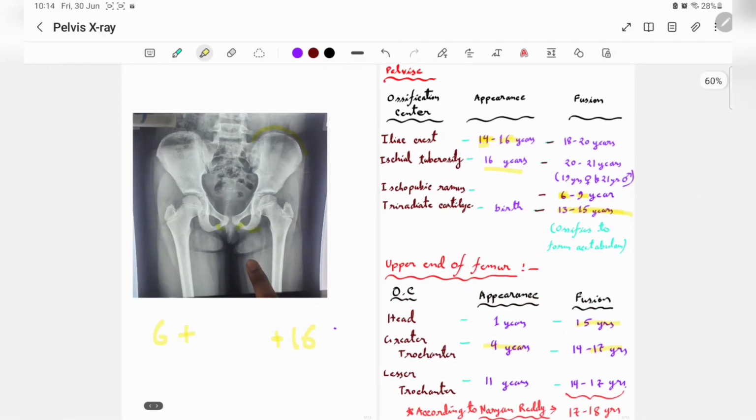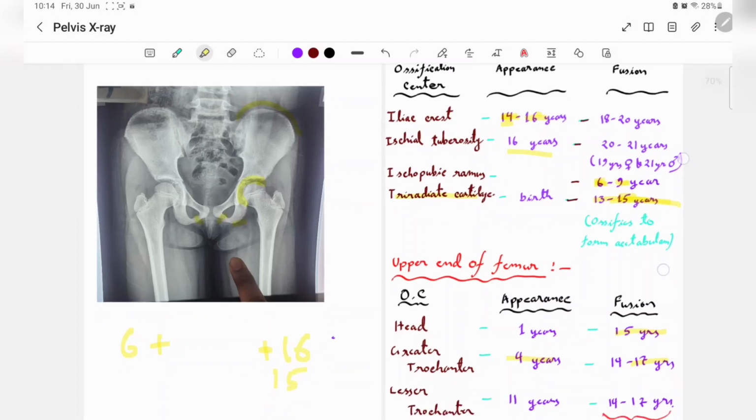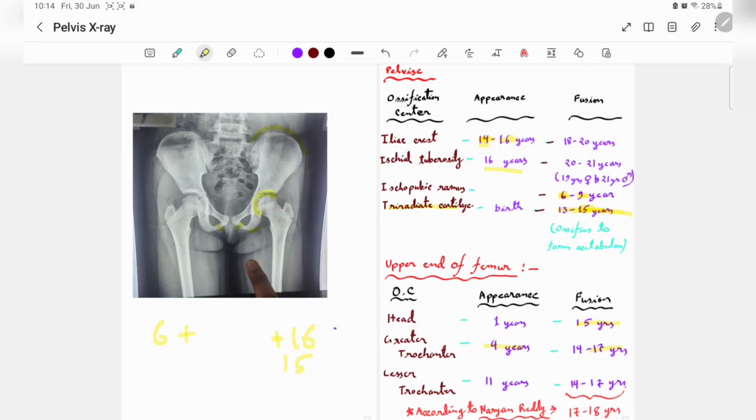Then the triradiate cartilage, which forms the acetabulum. As the acetabulum is not formed properly, we can say that he or she is less than, taking the upper limit, 15 years of age. So till now we can say he or she is 6 to 15 years of age. Now see the head appears, so 1 year; of course he is above 1 year, as he is above 6 years. Fusion has not occurred, so he is less than 15 years, or according to Narayan Reddy he is less than 18 years.